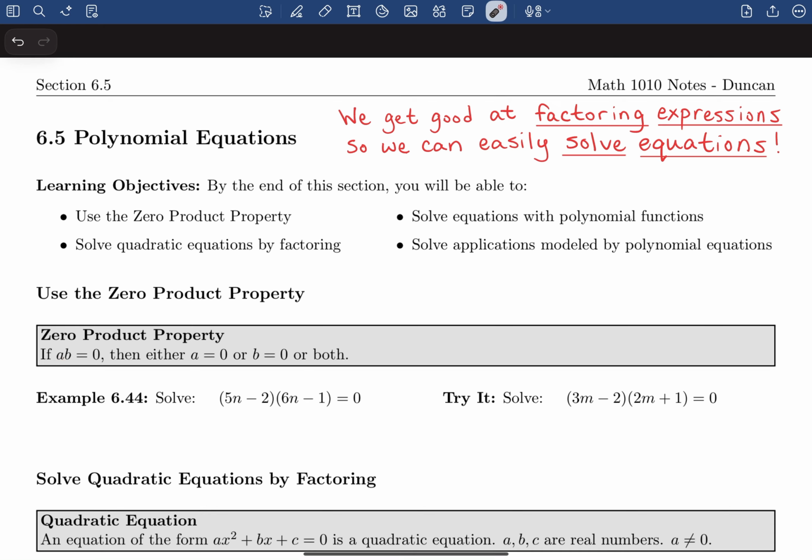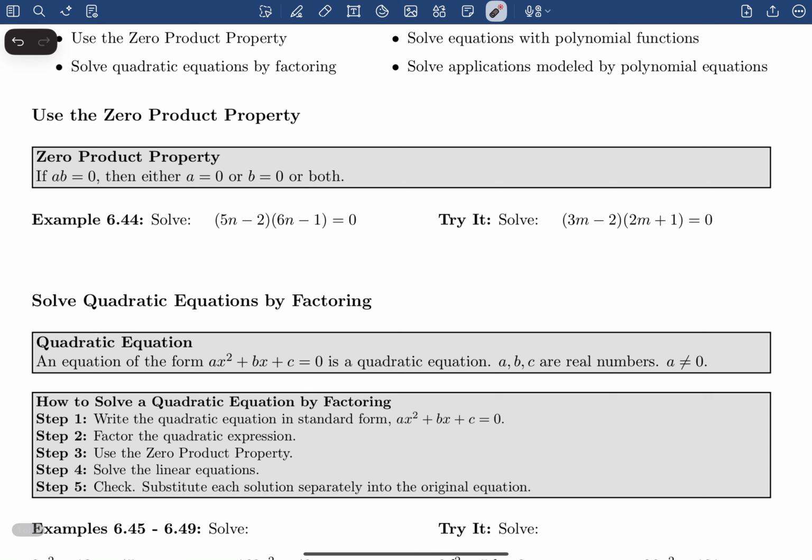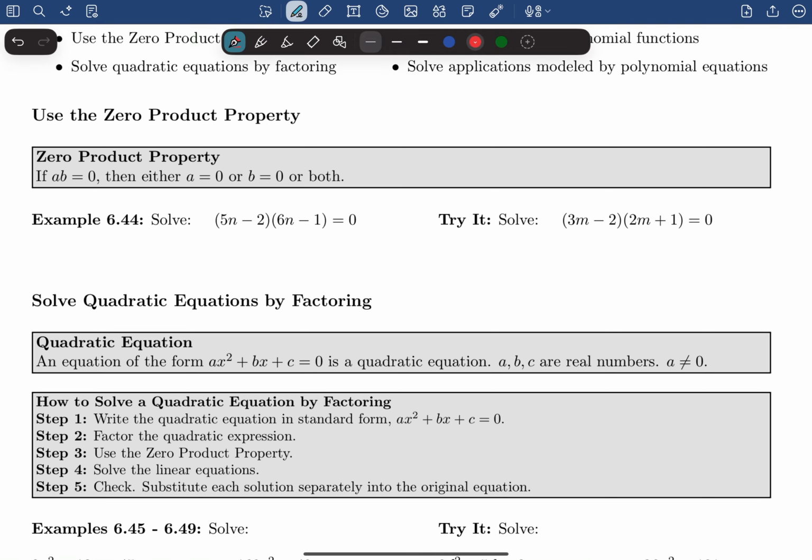And the zero product property is very useful in helping me solve equations that have factored pieces. Okay? So here's example 6.44, which says solve 5n minus 2 times 6n minus 1 equals 0. Well, since these two factors multiplied together equal 0, that means this factor can equal 0, or this one can equal 0, or both of them equal 0. And so that's the zero product property. If that's the case, you can write two equations. You can write 5n minus 2 equals 0, and you can write 6n minus 1 equals 0, and you can solve those two equations to solve for n, the variable.